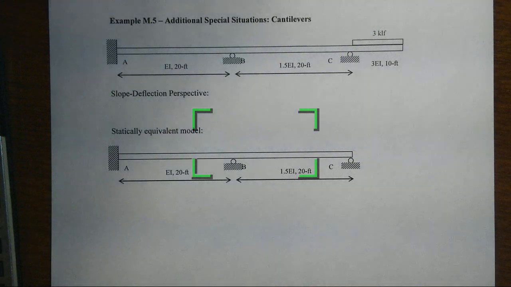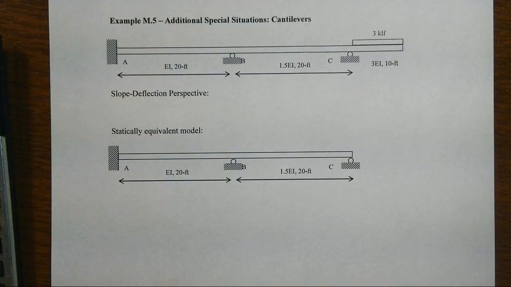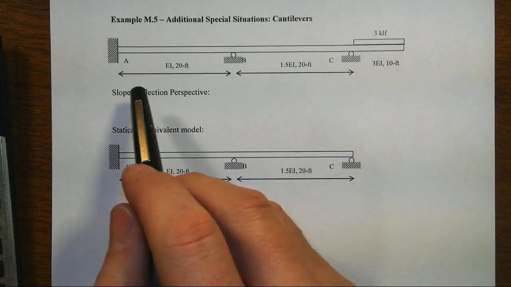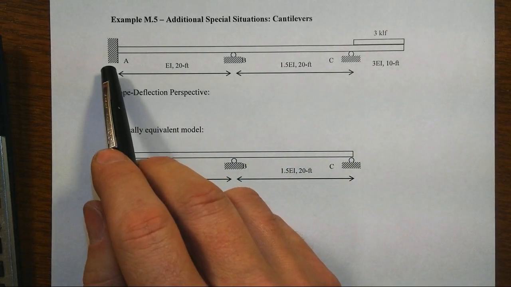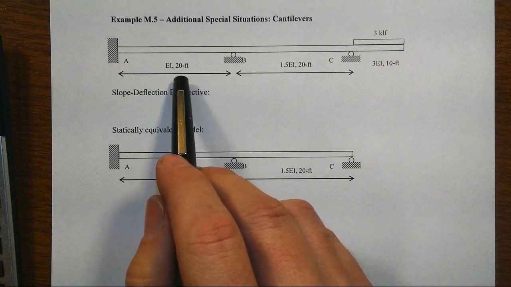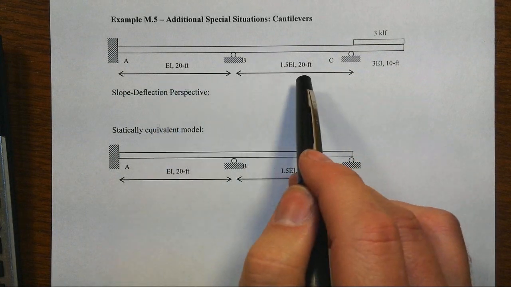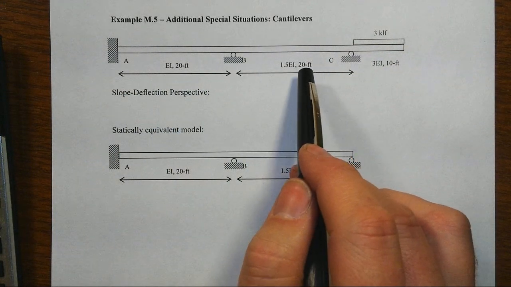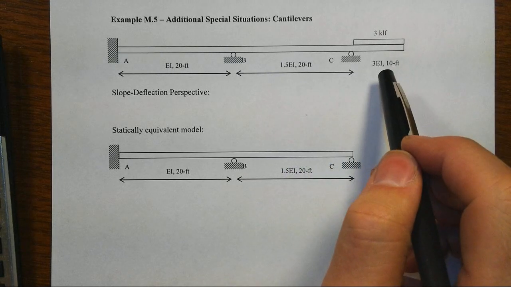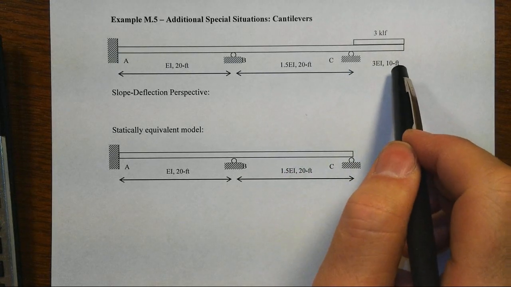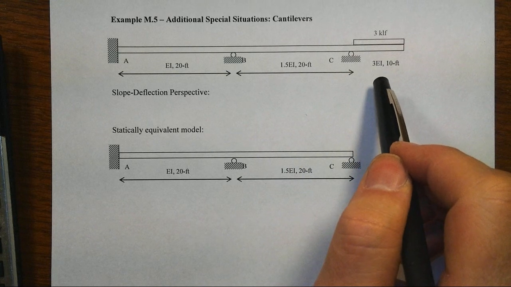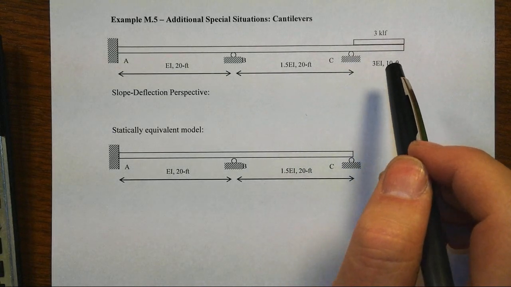In this example, we're going to learn how to handle two different situations that we've not demonstrated yet, and that is what to do with a cantilever segment and also what to do now with a fixed end. Here we've got a 20-foot left span with EI, the middle span being 20 feet also, but it has 1.5 EI, and then this cantilever is only a 10-foot overhang, but it has 3 EI.